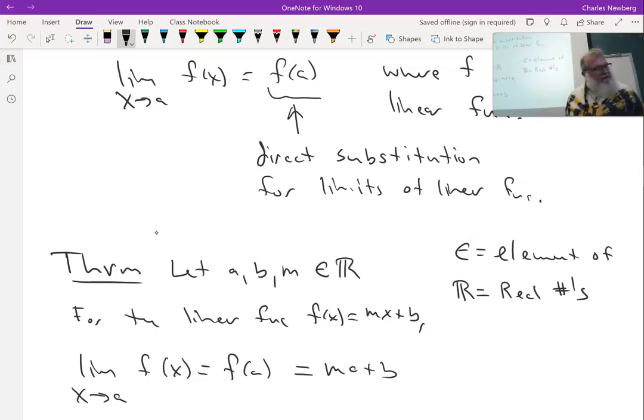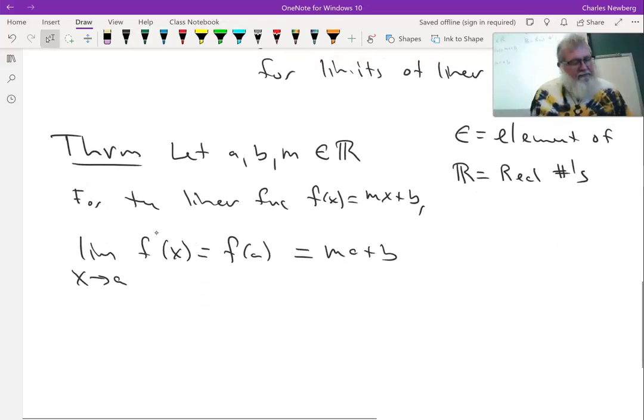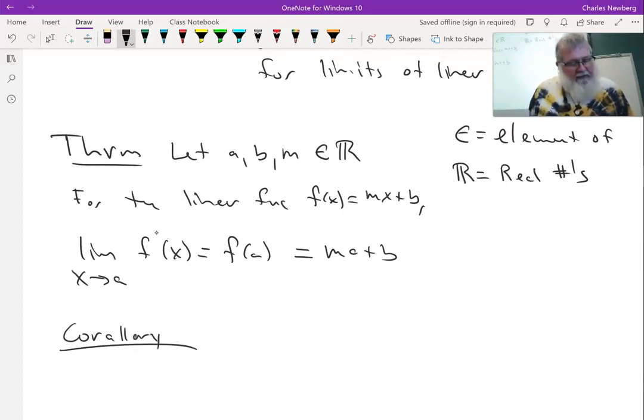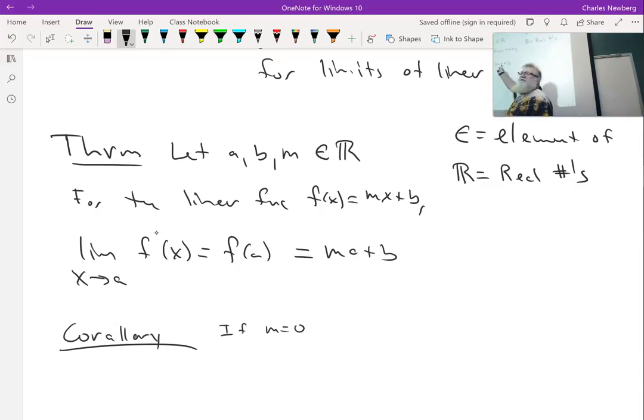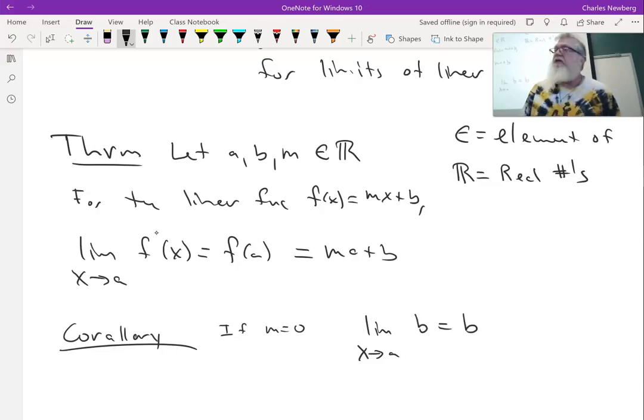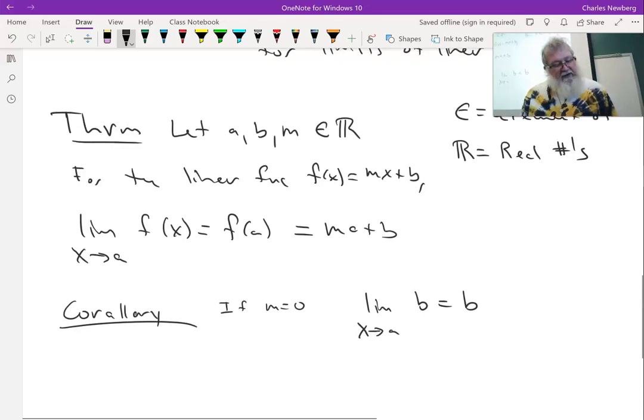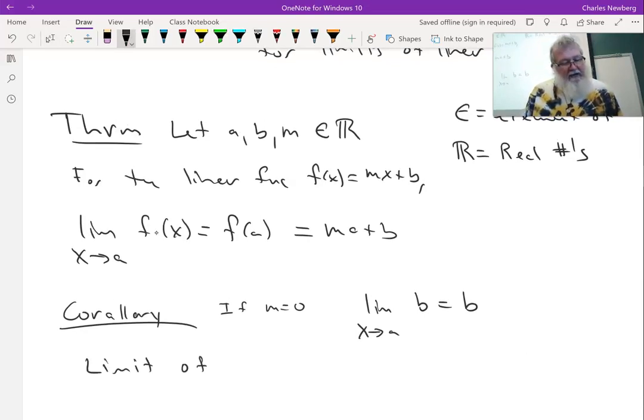All right. And then we have two corollaries to this. What is a corollary? A corollary is something that falls immediately off this proof. Trivial cases. First case, if m equals 0. All right, class, what is 0 times a? 0. So we just get out b. This becomes the limit as x approaches a of b. What does it equal? b. And what this really says then is the limit of a constant equals the constant.